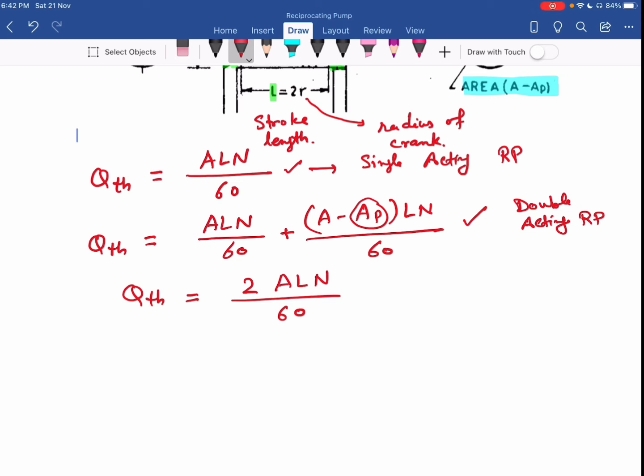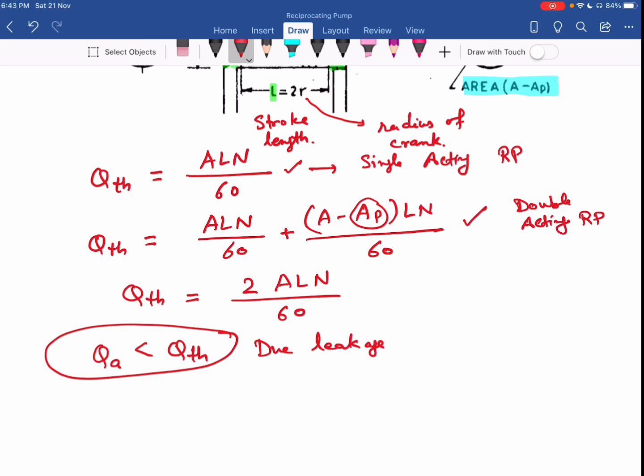If there is some leakage loss and also some time delay in the closing of the valves, that gives my actual discharge. The actual discharge is lesser than the theoretical discharge due to leakage and time delay of valves.